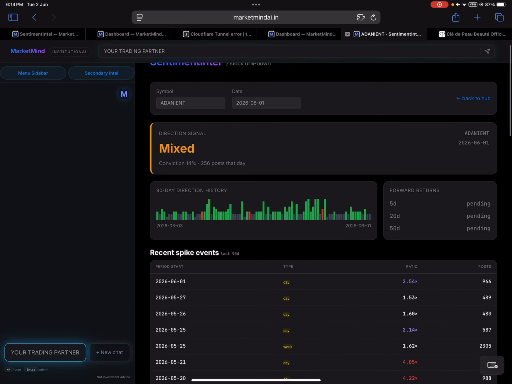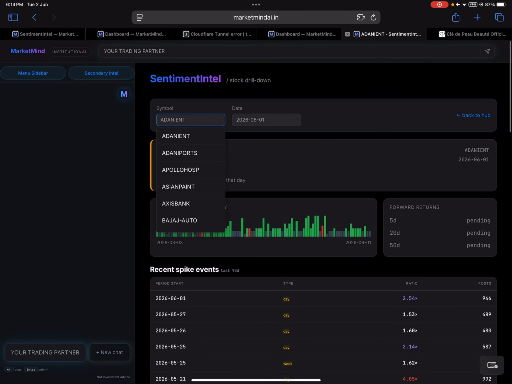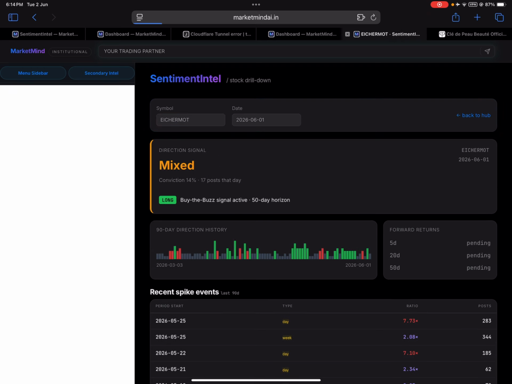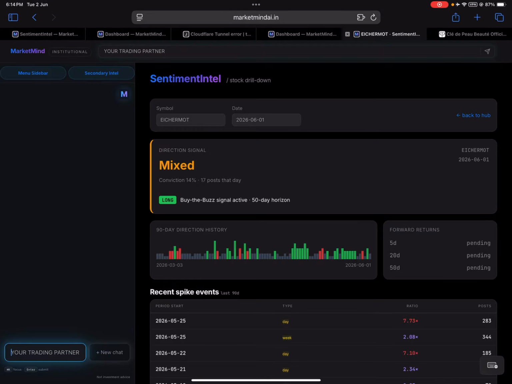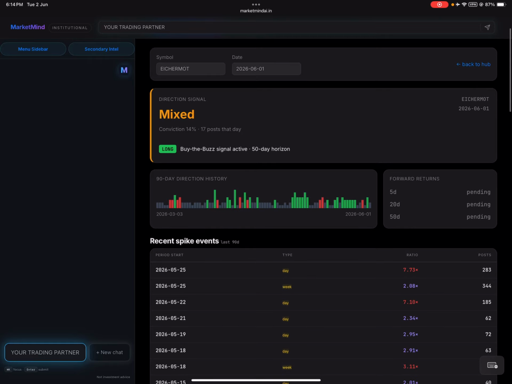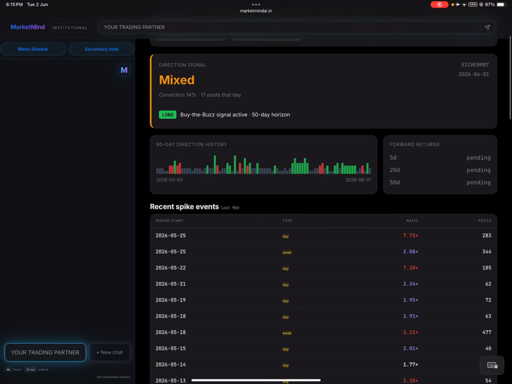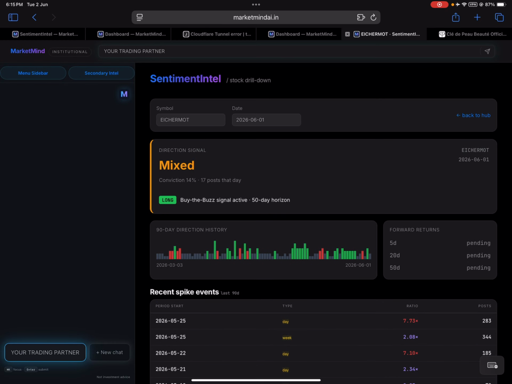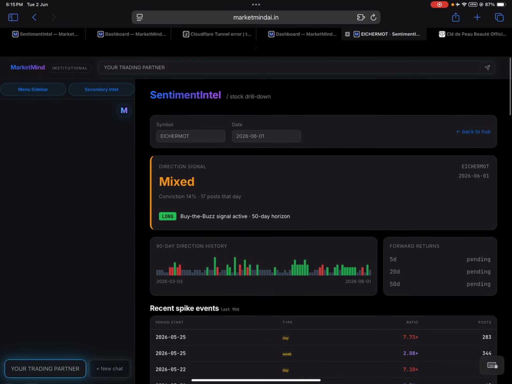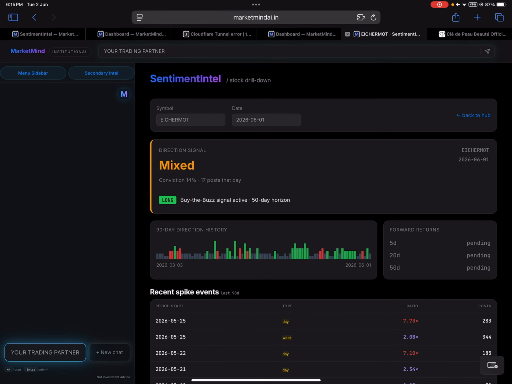This shows you for any particular stock you want out of the Nifty 50, the stock-per-stock detail of what any day looks like in terms of the retail sentiment. This is one part of the entire system, and these things are best used in conjunction with one another.